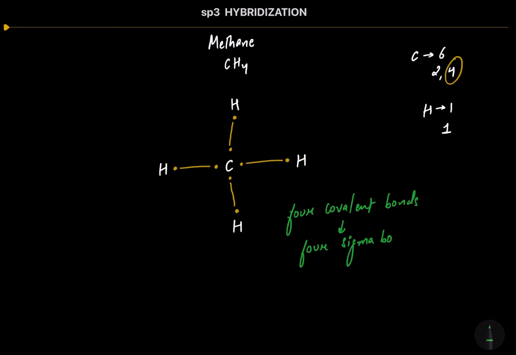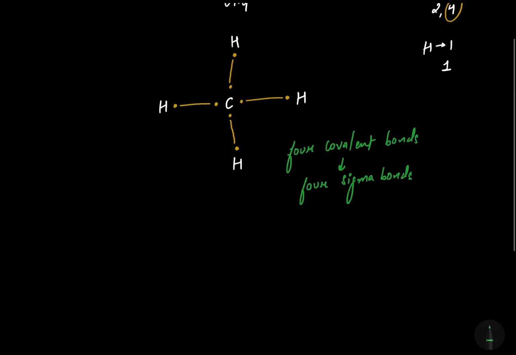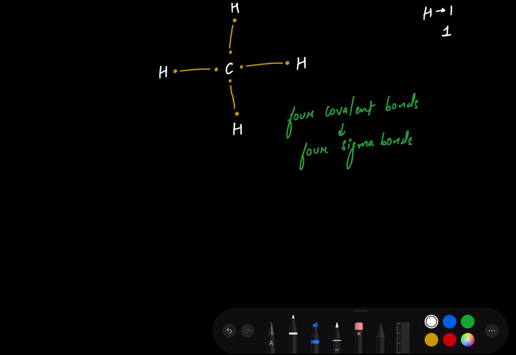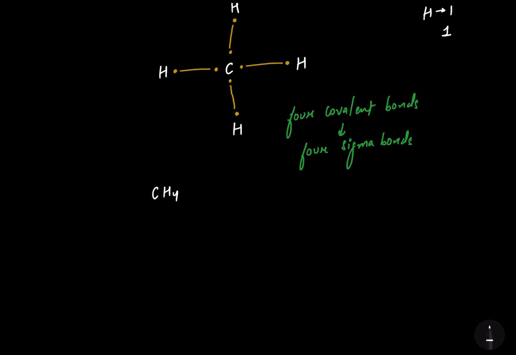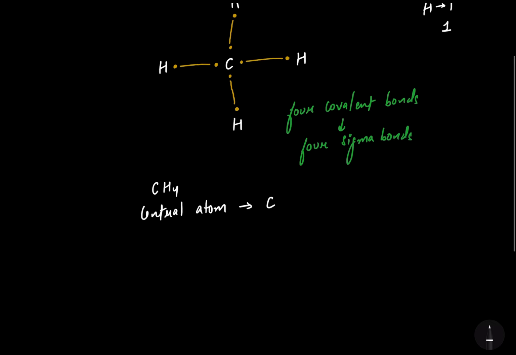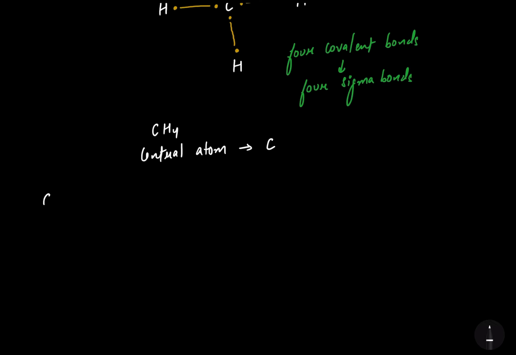Now let's talk about the hybridization of carbon in CH4, because in CH4 the central atom is carbon. Here the central atom is carbon because carbon is forming maximum number of bonds in CH4, that's 4 bonds. Now carbon, what's the atomic number? 6. What's the valence electronic configuration in terms of orbitals? That's 2s2, 2p2.